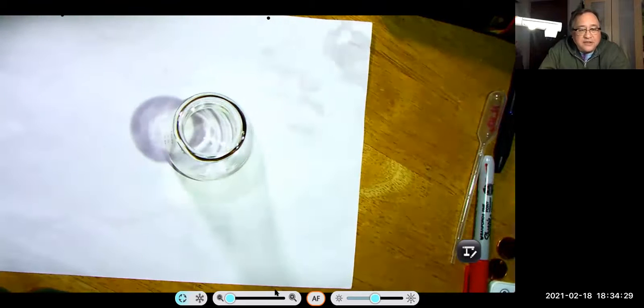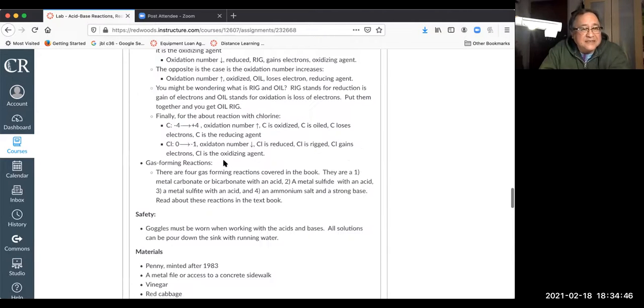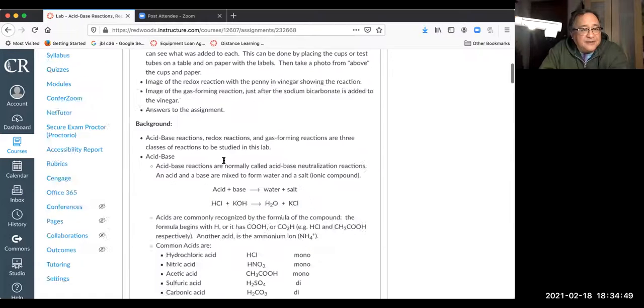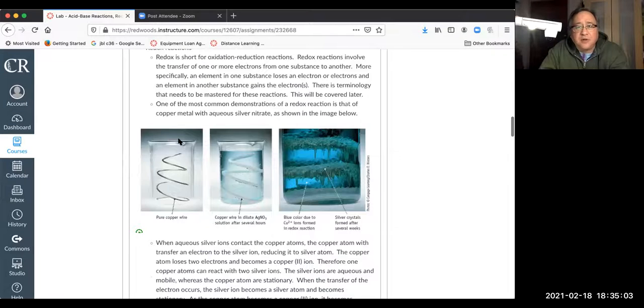And I'm going to go back to the lab itself. Basically, a cup of vinegar and a teaspoon of baking soda, and record your observations. For this one, if I go back up to the submit, you'll notice it says an image of the gas forming reaction just after the sodium bicarbonate is added to the vinegar, or vice versa. And the last part of the submit are answers to the assignment. So are there any questions so far?